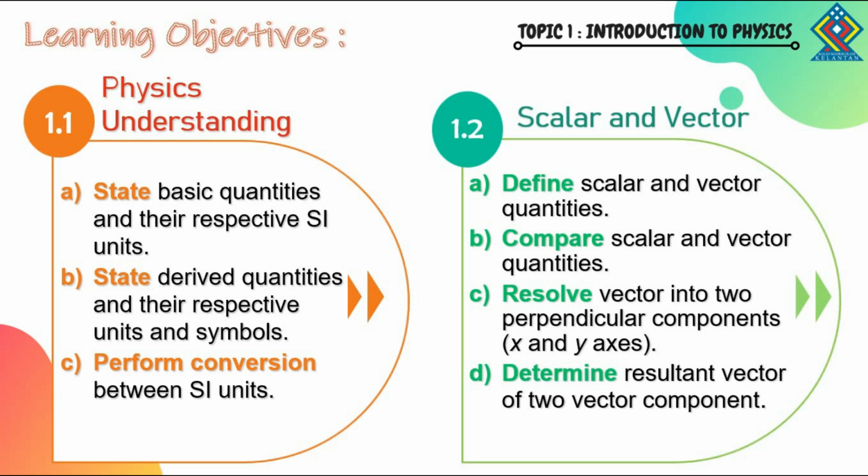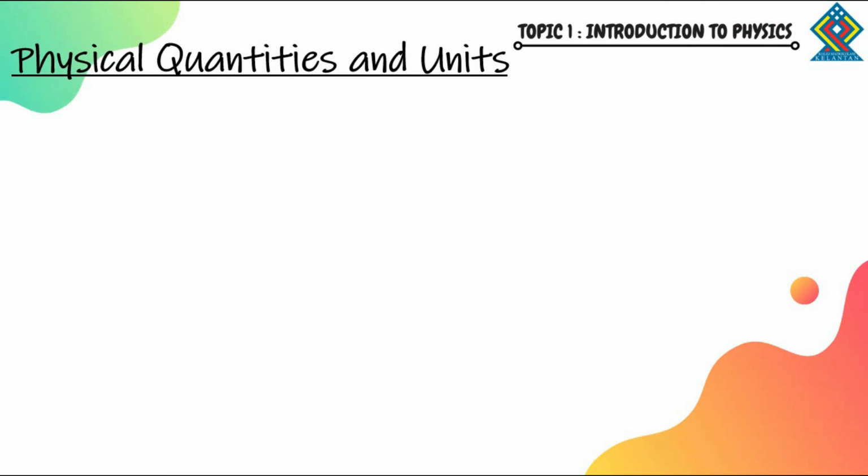For 1.1 Physics Understanding, you should be able to state quantities and their respective SI unit, state derived quantities and their respective units and symbol, and perform conversion between SI unit. For 1.2 scalar and vector, you should be able to define scalar and vector quantities, compare scalar and vector quantities, resolve the vector into two perpendicular components, x and y axis, and last one, determine resultant vector of two vector components.